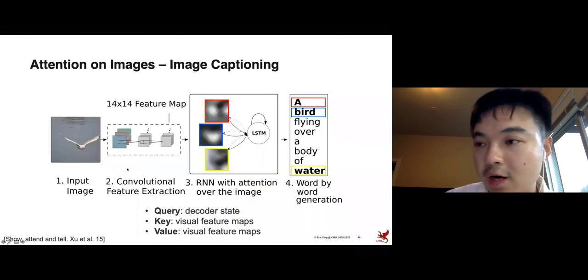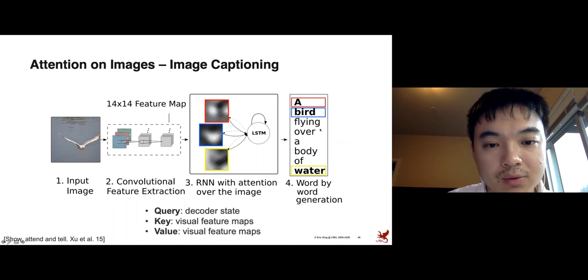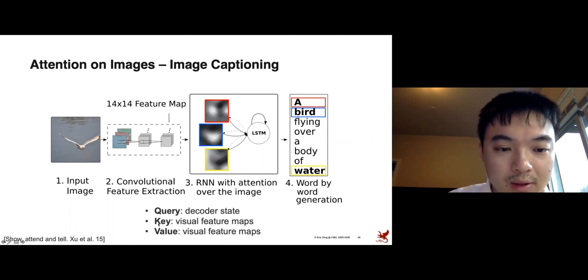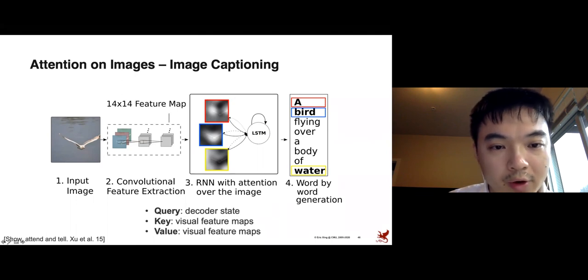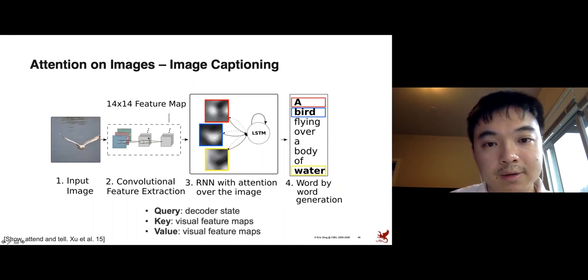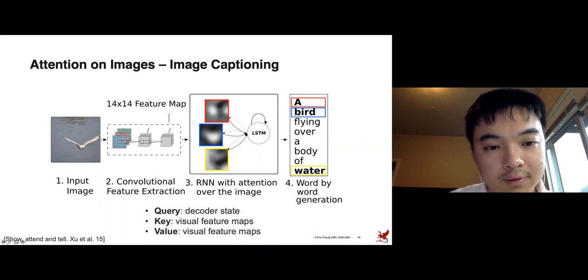Okay, so let's see a couple of more concrete examples in different applications. So here in this image captioning we just saw, for this attention from the language to the input image, the query again is the decoder state. Say to generate this token, we have this query. And then we compute the similarity between the query and the keys. And here the key is the visual feature maps extracted by the convolutional network. Remember that in a convolutional network, we can extract the features of the subregions, as the receptive fields of the input image. So we have a collection of feature maps.